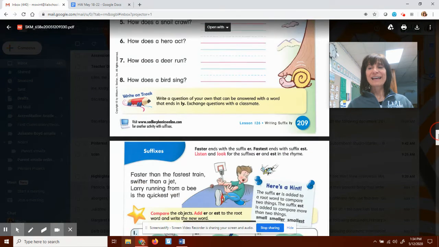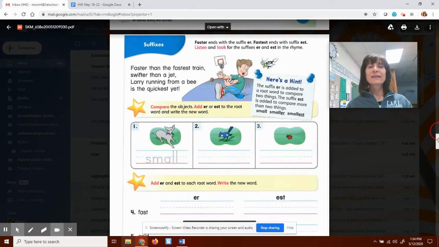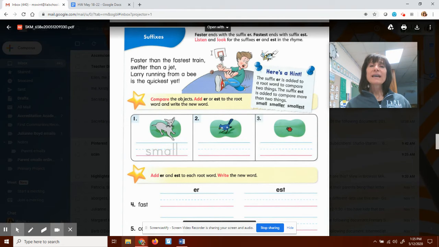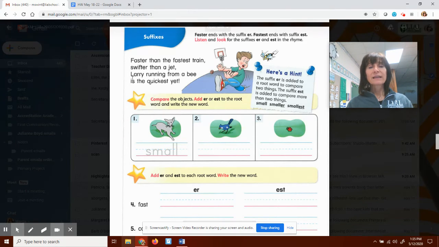On the back side on page 210, it says faster ends with the suffix er. Fastest ends with the suffix est. Look and listen for the suffixes er and est in the rhyme. Faster than the fastest train, swifter than a jet. Larry running from a bee is the quickest yet.